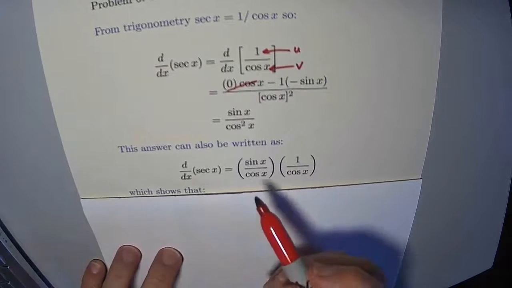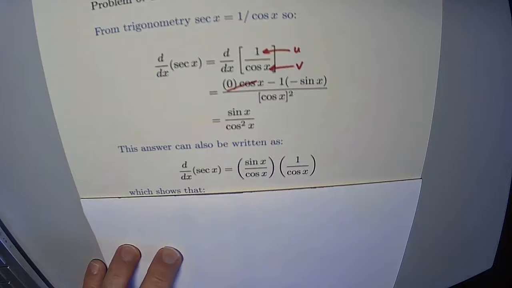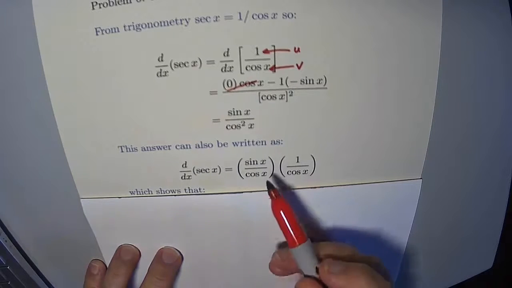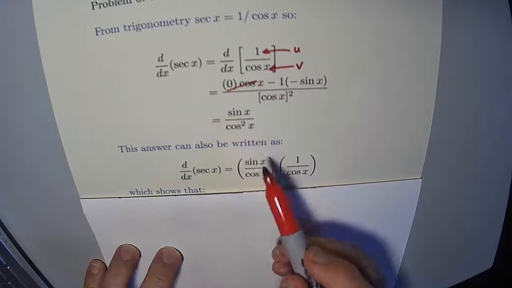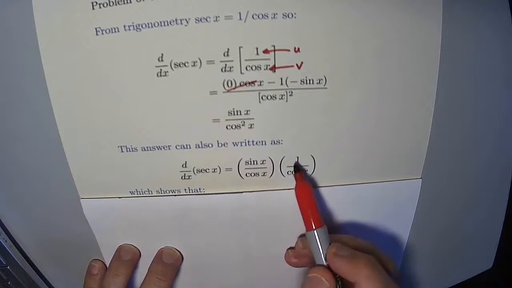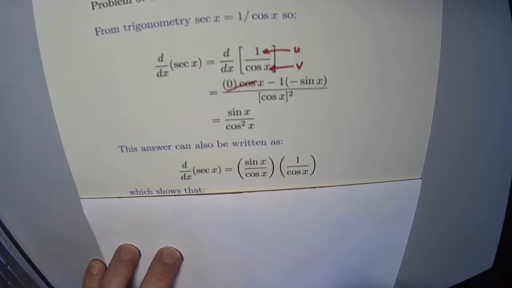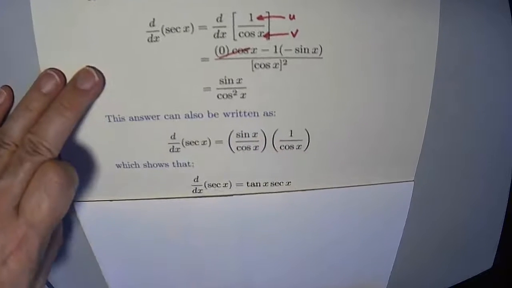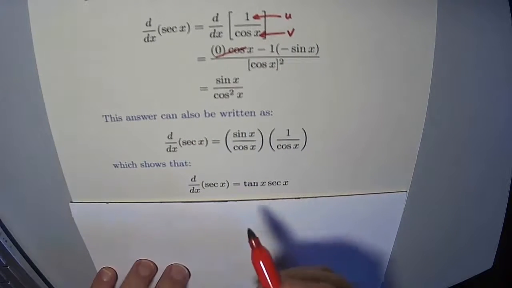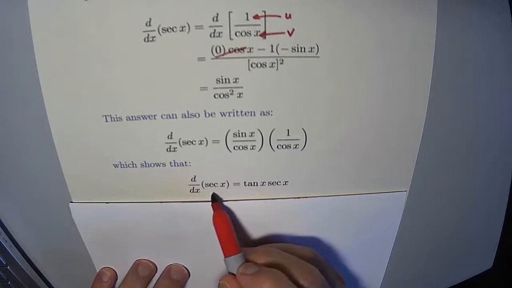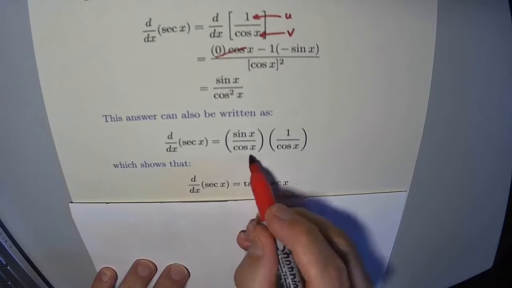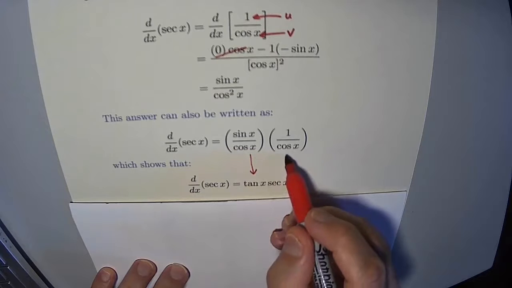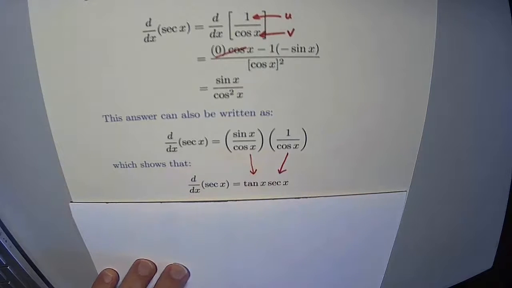Now let's write this in a slightly different form, which can be useful in calculus. I can write this answer as sine over cosine times 1 over cosine, an additional 1 over cosine, and that lets me write the derivative of secant as tangent multiplied by secant.